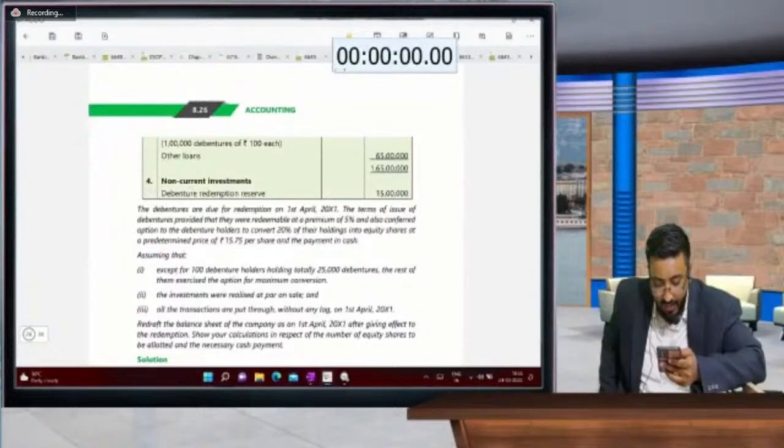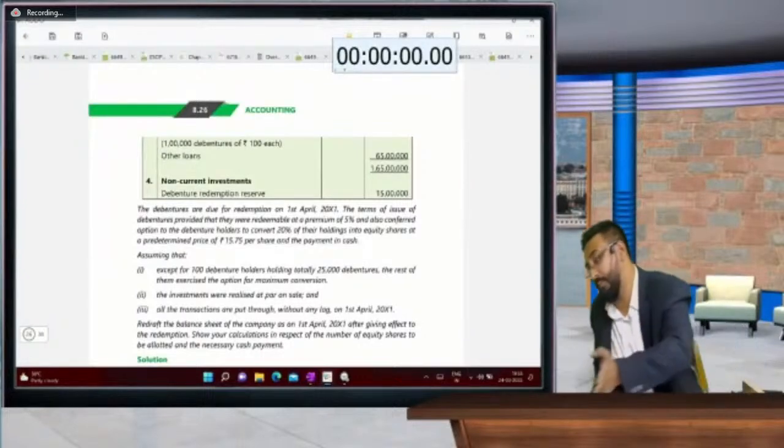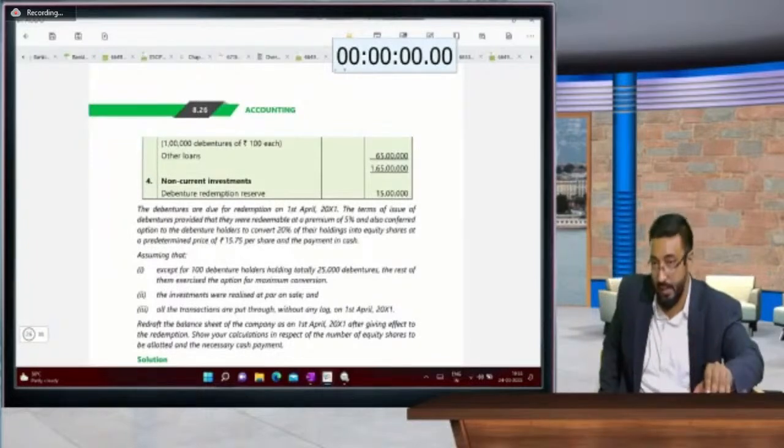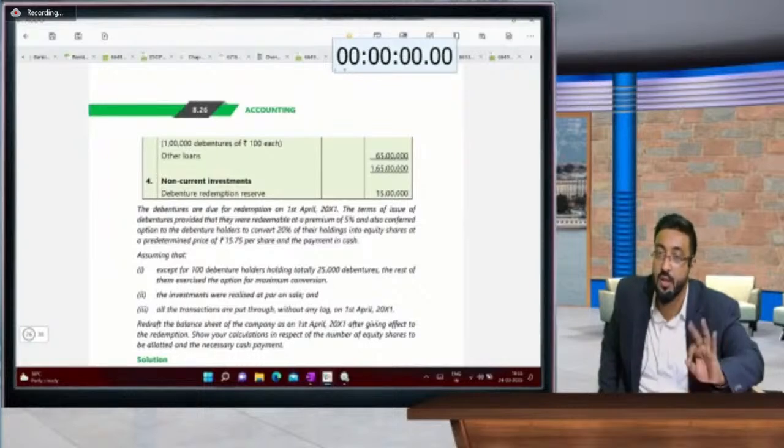Yukti asks, sir, is the maximum time for this question 15 minutes? Sorry, 30 minutes. 16 marks, 24 minutes. 1.5 minutes for this question. So you solve this question using the tick-tick technique within 24 minutes. Okay, that's done.